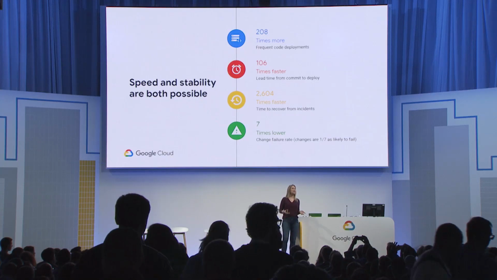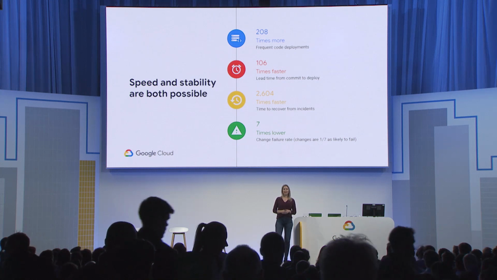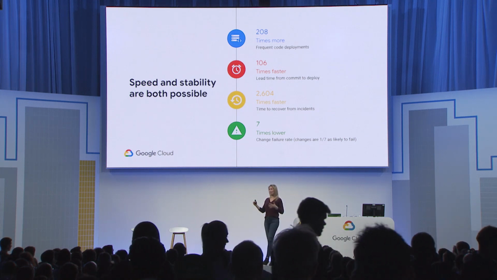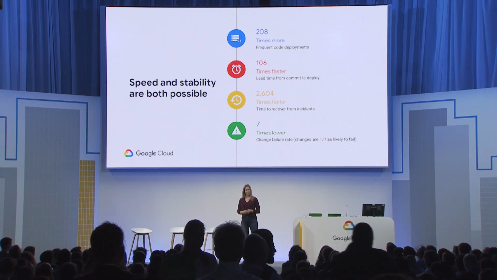Now, when I say speed and stability, what am I talking about? Speed is deployment frequency. It's lead time from commit to deploy. Stability is MTTR and change fail rate.